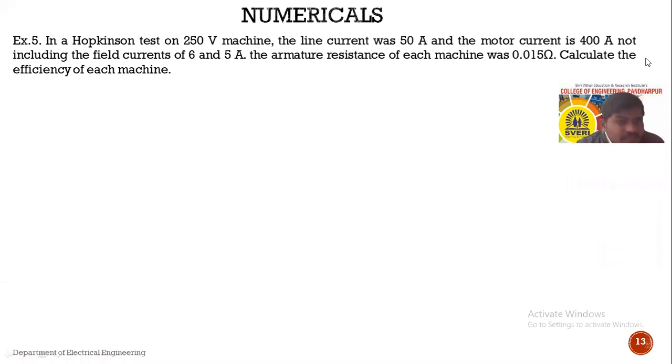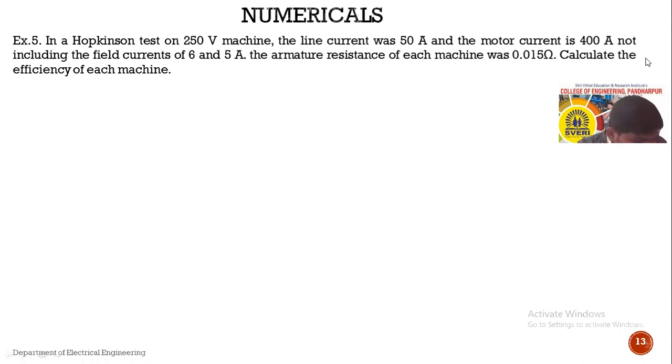In a Hopkinson test on a 250 volt machine, the line current was 50 ampere, then motor current is 400 ampere, not including the field current of 6 ampere and 5 ampere. Okay, the armature resistance of each machine was 0.015 ohm. Calculate efficiency of each machine. Again this problem is same. बघा, given data वरून अगोदर डायग्राम ड्रॉ करा, then and then only we are able to calculate the armature loss, that is armature current. After calculating the armature current we are able to calculate the efficiency.